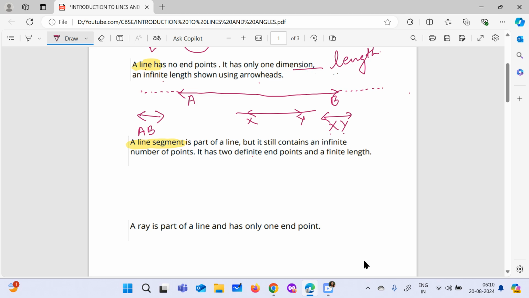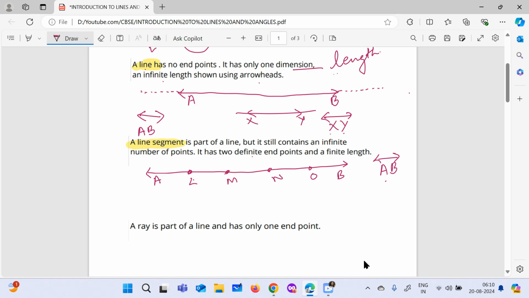Okay, so let me show you. Suppose you have a line like this. Let me mark this line as AB, and let's mark a few points. Here you have L, M, N, O. So you can see we have a line AB. This line AB can be split into so many parts. So you can see here LM.